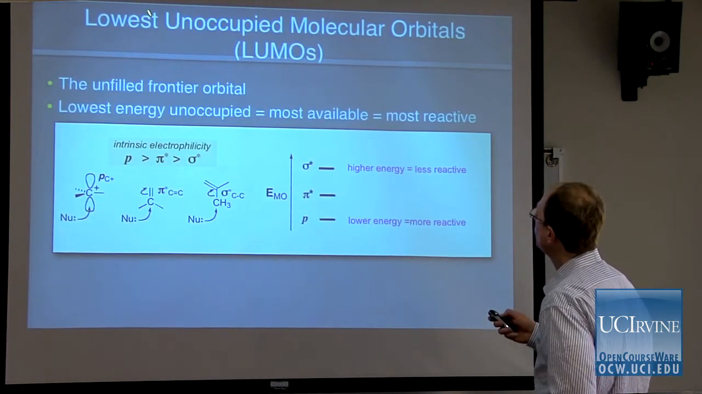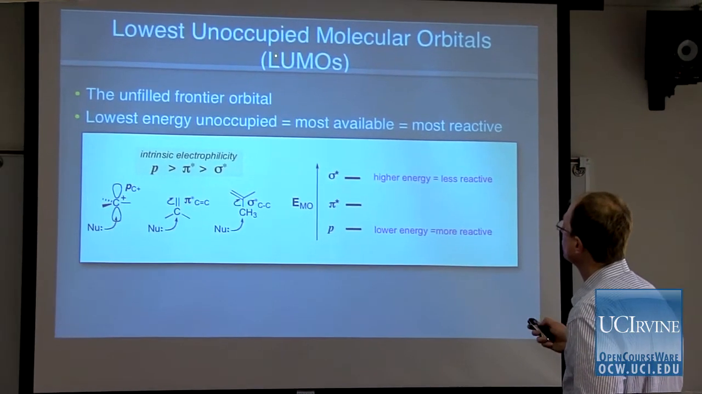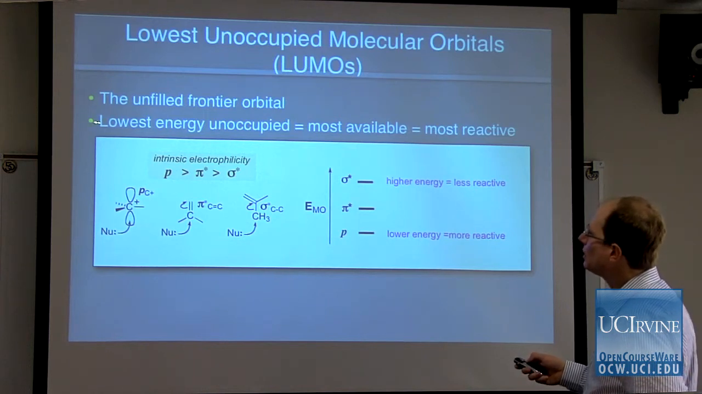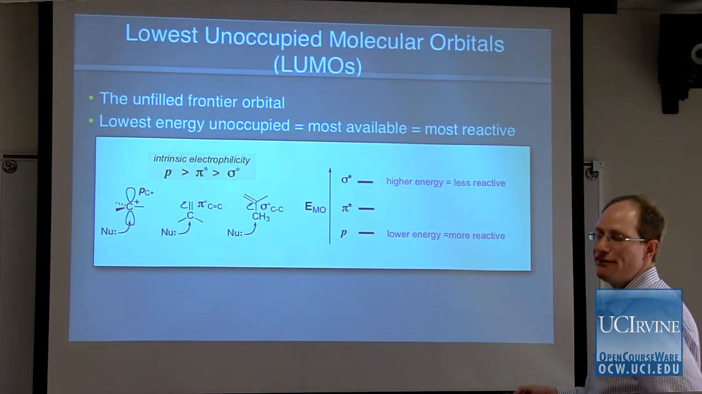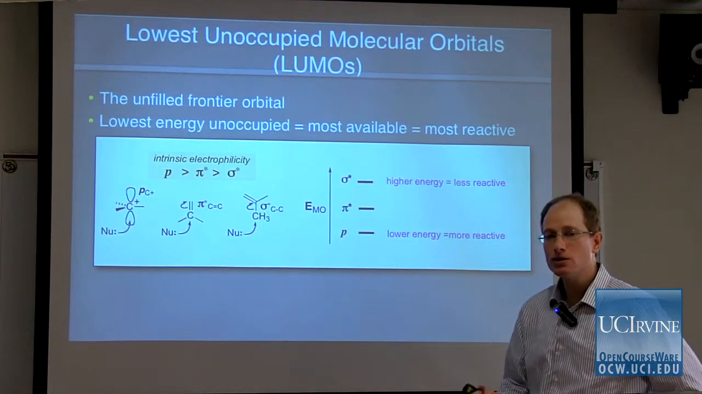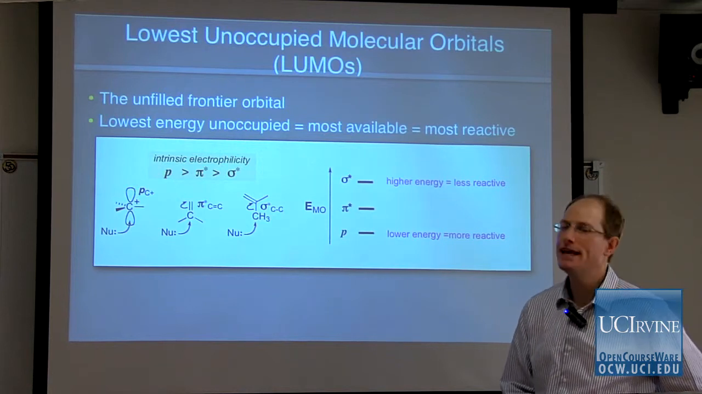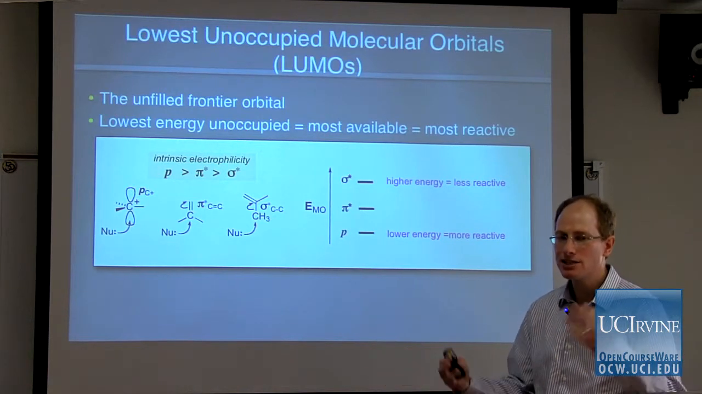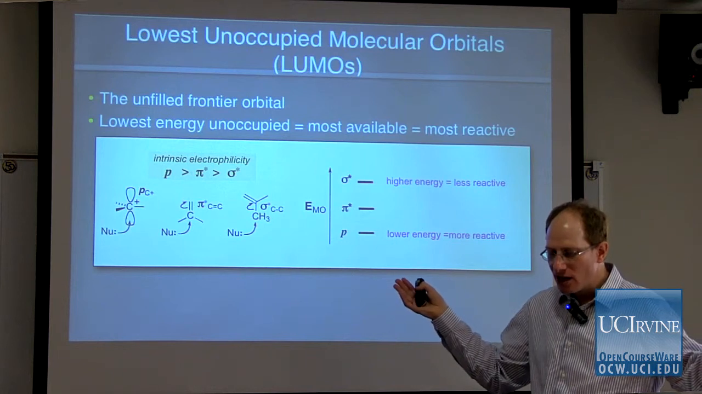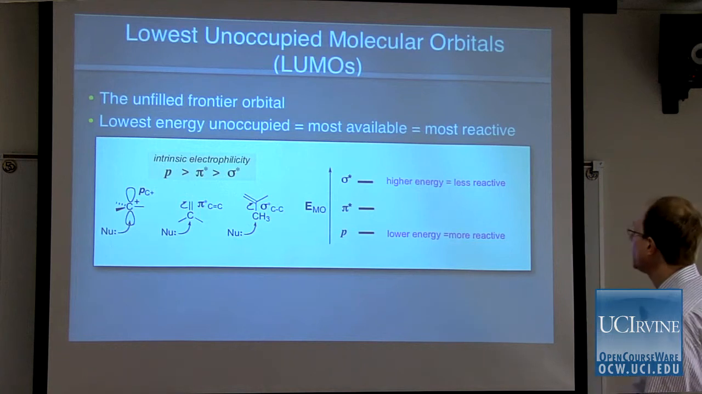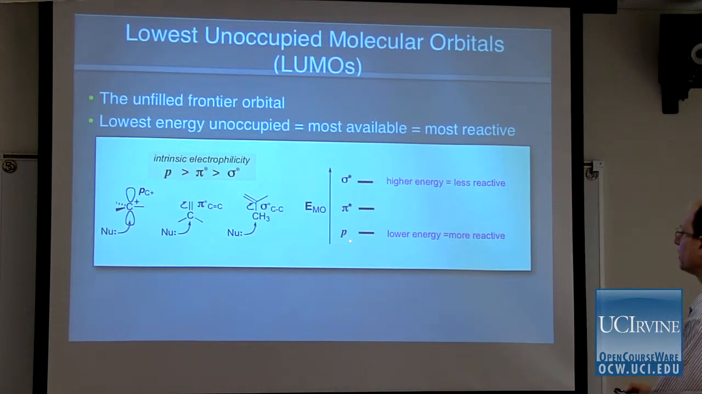What about the lowest energy unoccupied molecular orbital, or the LUMO? This is the unfilled frontier orbital. And the lowest energy unoccupied is the most available molecular orbital. This is the molecular orbital that's going to be the center of attention for reactivity. Where you have these complex molecules, this is kind of like the funnel to which all reactivity zooms towards. Again, we need to know this order over here, where p is lower in energy than pi star, which in turn is lower in energy than sigma star.